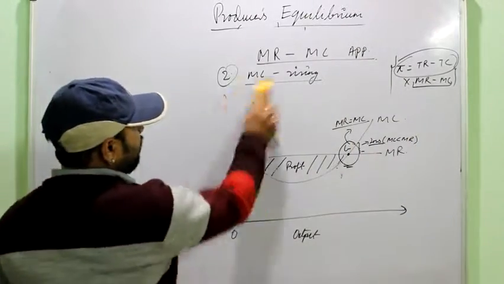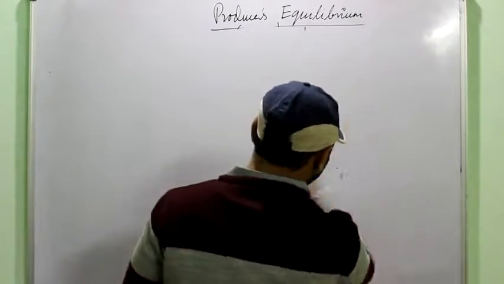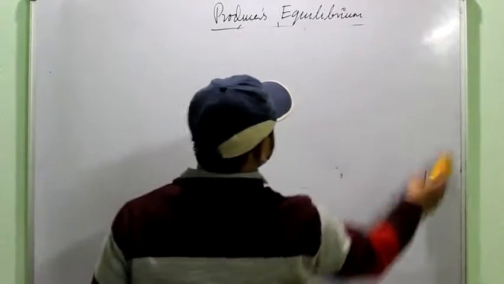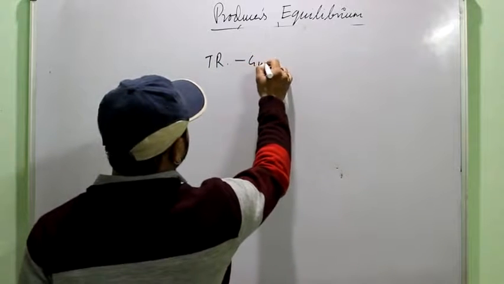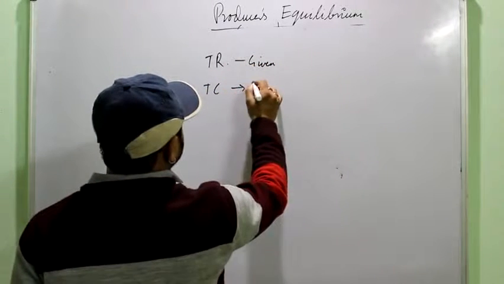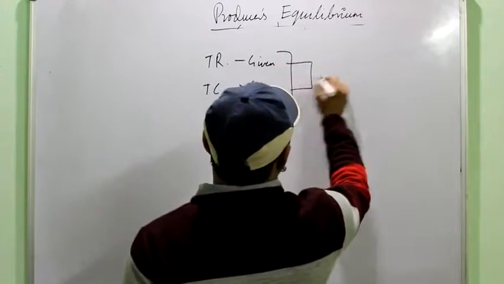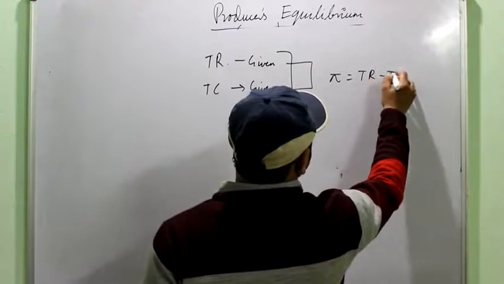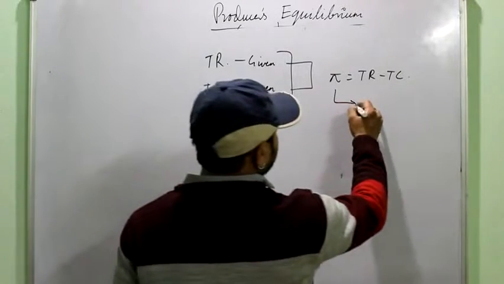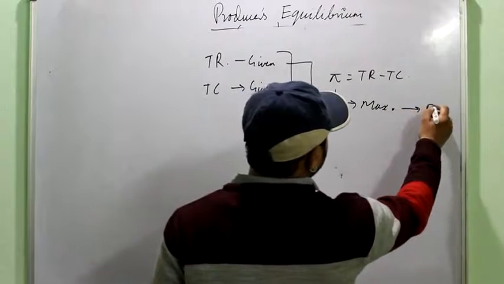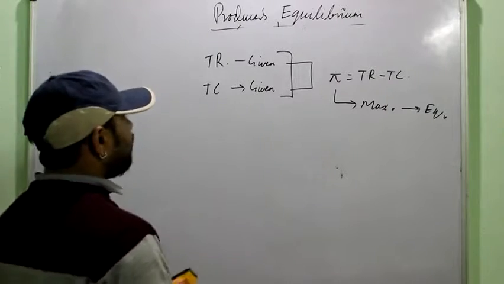Then the MR-MC approach or the TR-TC approach can also be numerically asked, right? If you are asked to find the producer equilibrium through the TR-TC approach, that means in that case TR will be given to you. TC will be given. From TR you subtract the TC for all the levels, whatever levels are given to you. Wherever you get the maximum value, that will be your point of equilibrium, right? Simple to calculate.